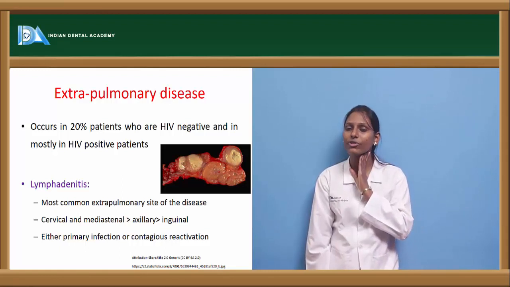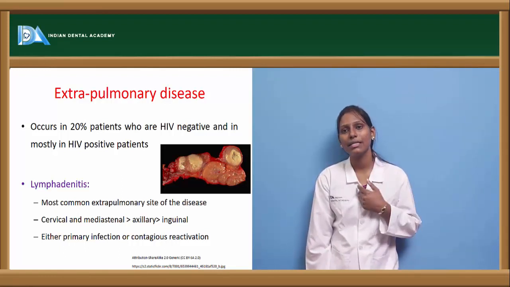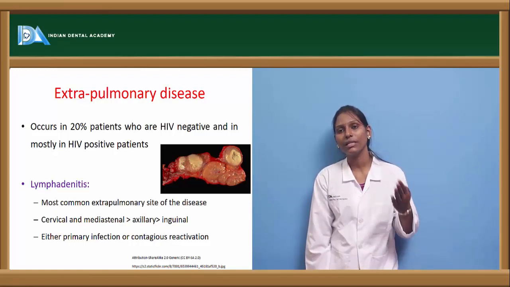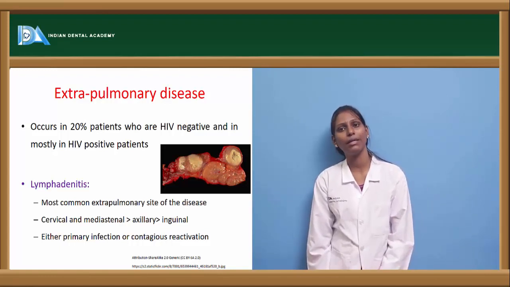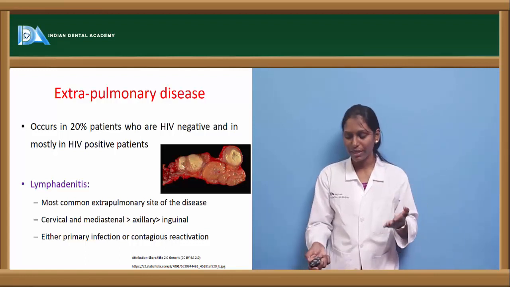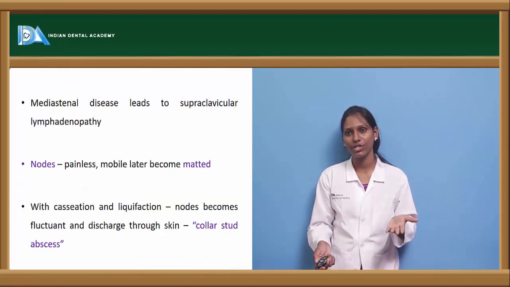Usually cervical lymph nodes are most commonly involved, then mediastinal lymph nodes, then axillary and inguinal lymph nodes are the other lymph nodes which are commonly involved. It can be either a primary infection or it can also be a reactivation.